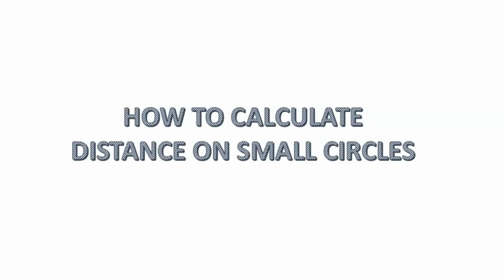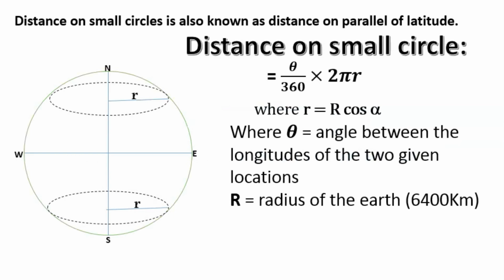How do we calculate distance on small circles? Just like we have known before and discussed earlier, small circles are latitudes other than the equator. So whenever you have circles other than the equator, that happen to be latitude angles, then we are going to be having small circles, and we normally denote their radius with a small letter r.